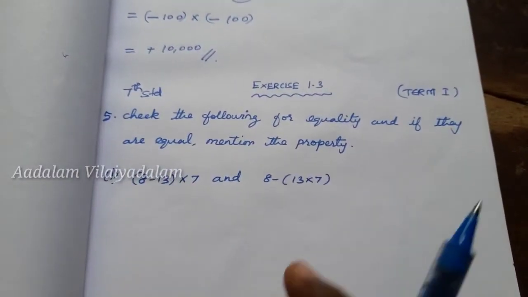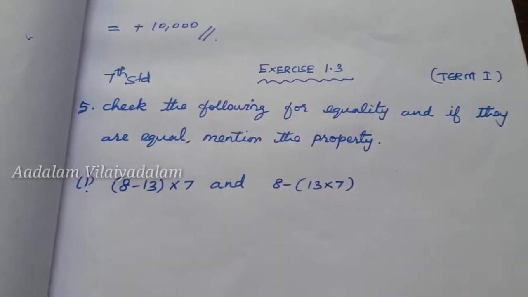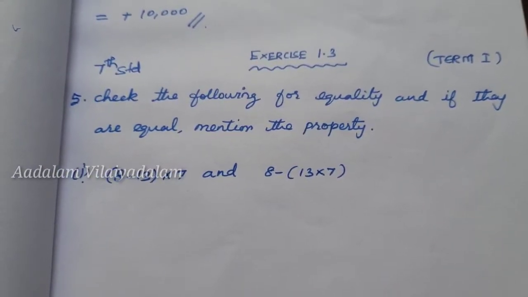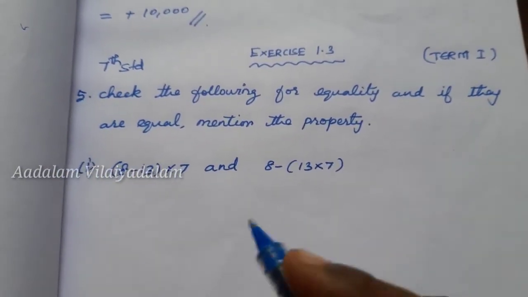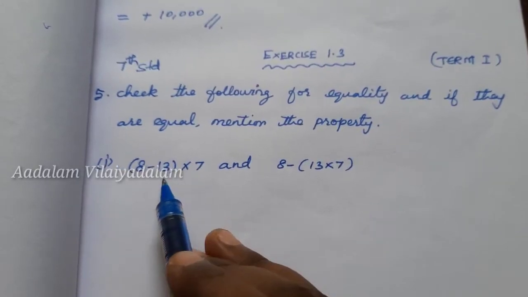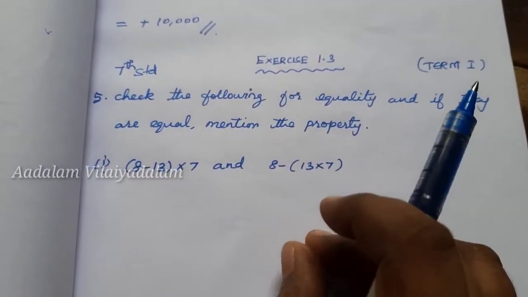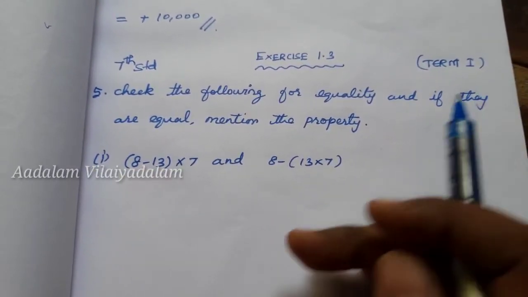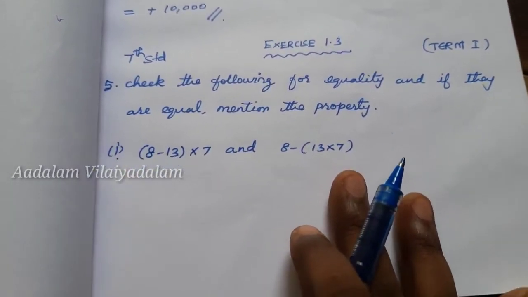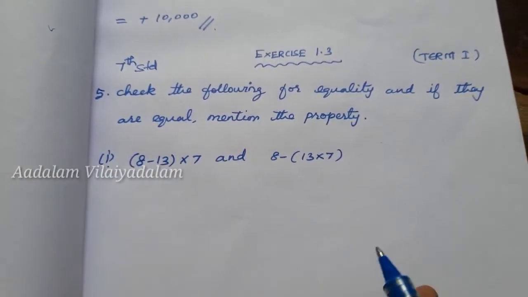Question number 5. Check the following for equality. If they are equal, mention the property. What they are asking in the question is, we have to check the given values, and if they are equal, then we have to mention what type of property it is. Now we shall move to the first subdivision.